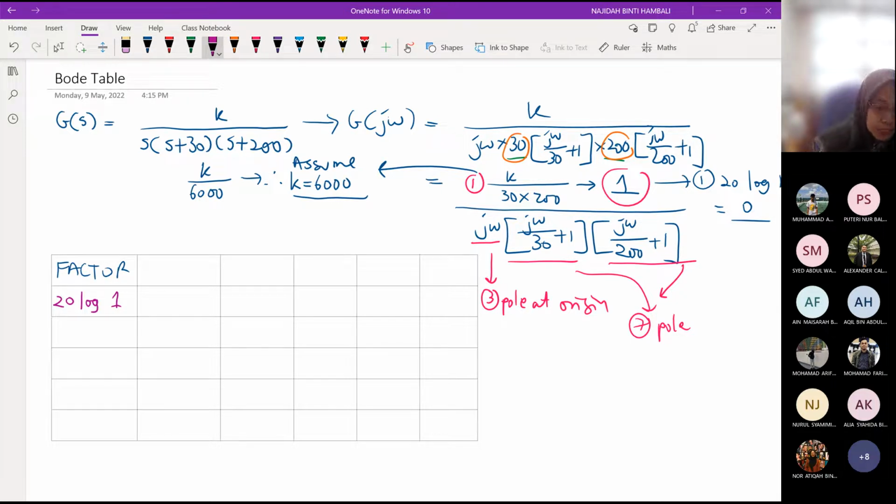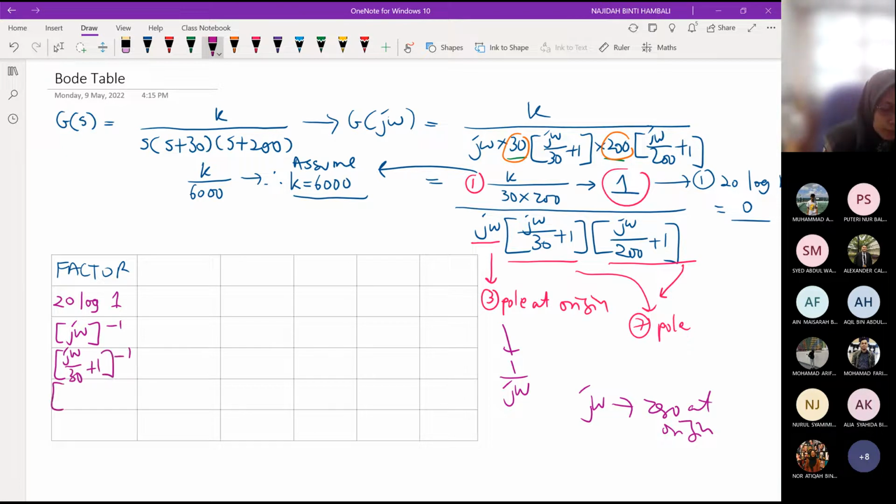Next, we have J omega. Okay, since it is pole, dalam ni cara dia you kena tulis 1 over J omega, like this. Kalau you tulis J omega saja, this is for 0 at origin. Be careful eh, cara you tulis kena betul. Okay. Next, we have this one. This is pole, and the next one pun we have pole. That's it. We have 4.